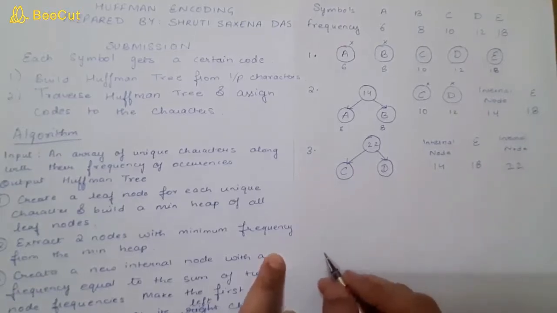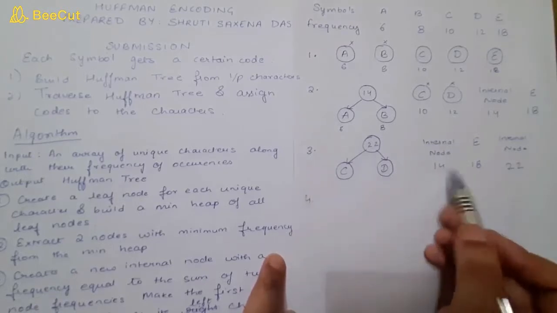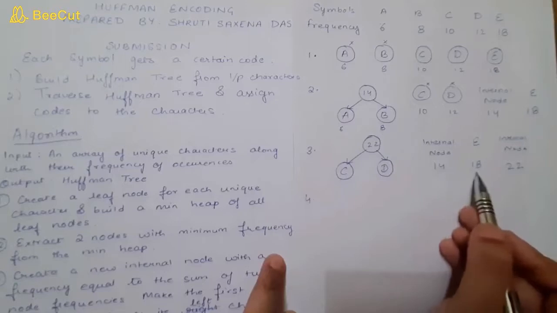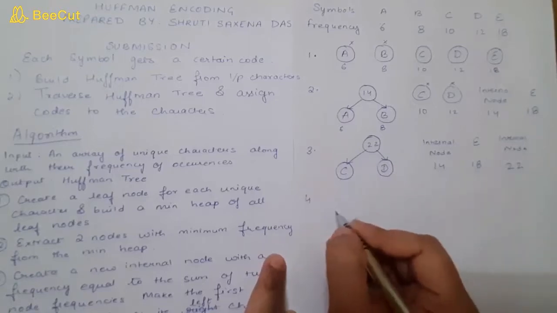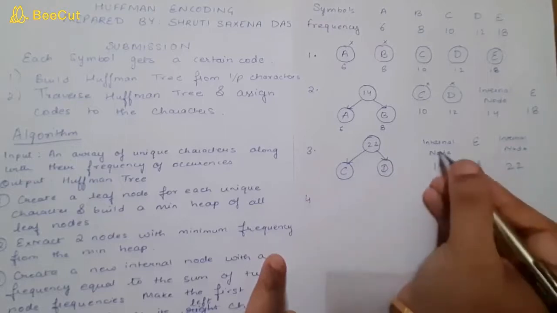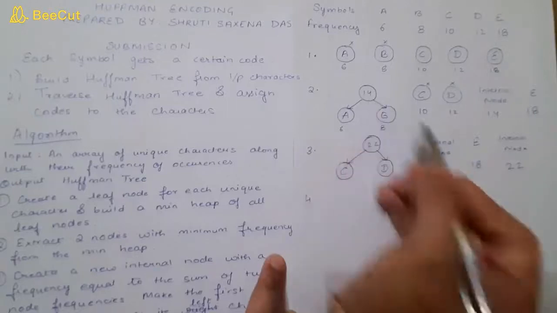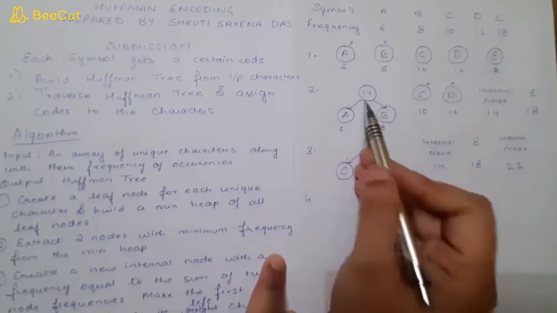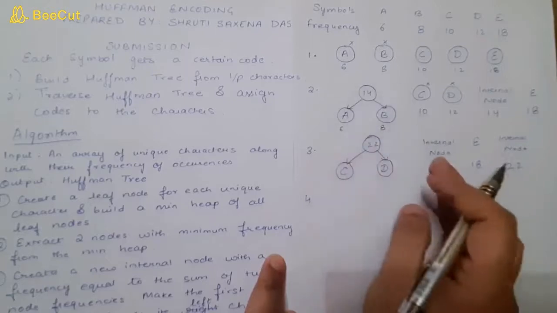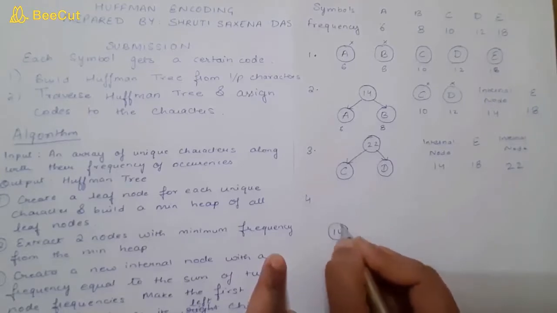Fine. Now in the next step, again we have to extract two nodes with the minimum frequencies. So we'll extract 14 and 18. Now this internal node which is 14, we can replace it like this. Both are the same; we have represented this internal node by this thing. So this will become your left. The first extracted value will become your left child.